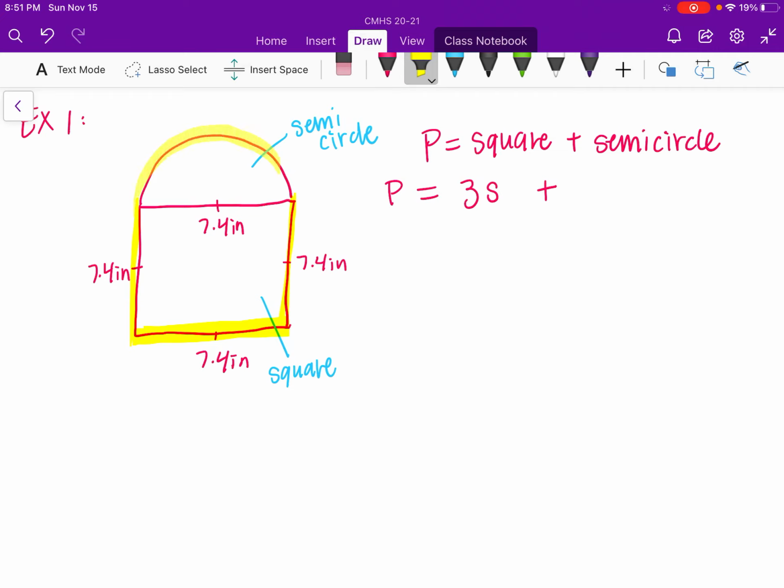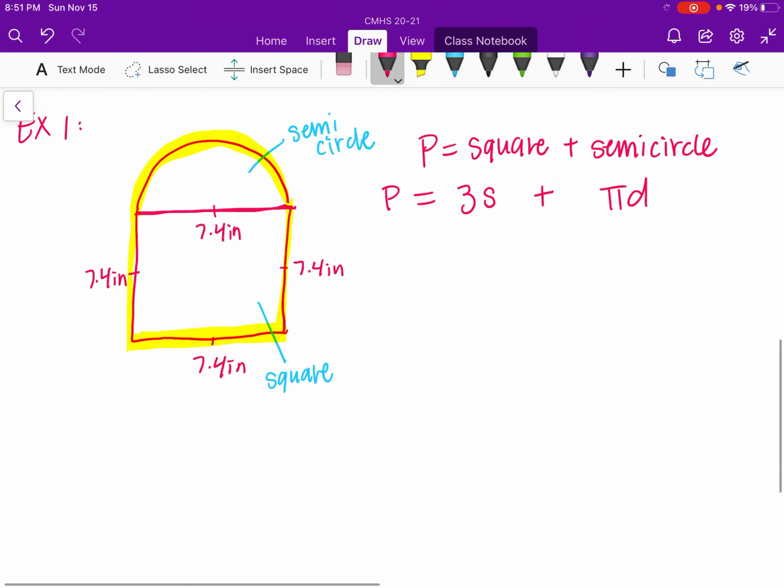Then we have half of a circle. And here we have the diameter, which is all the way across, not the radius. So we're going to use pi times d, and we only have half, so it's going to be actually half pi times d. Since perimeter is just the outside, we don't do that middle one, we just do the outside.